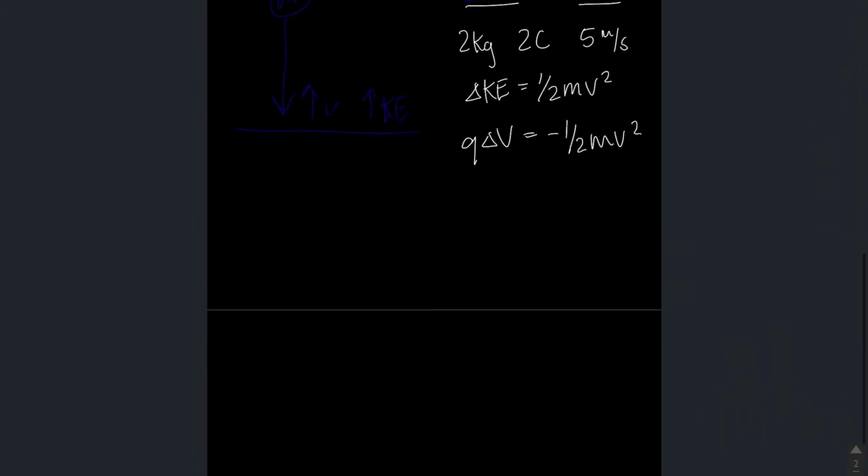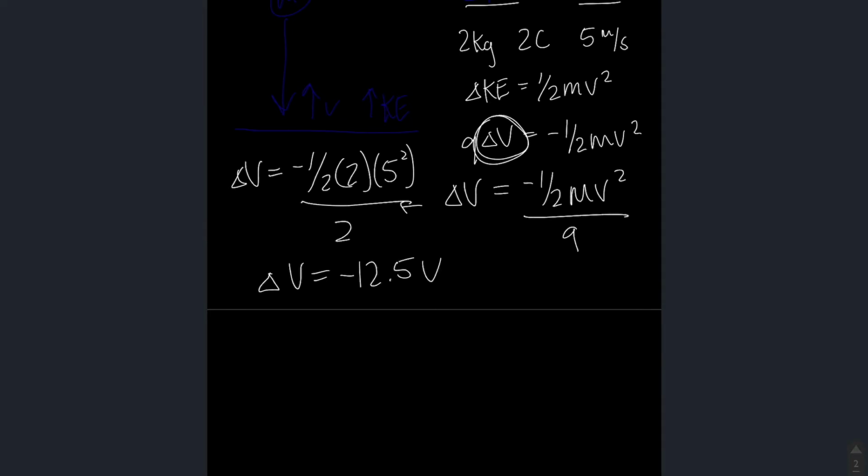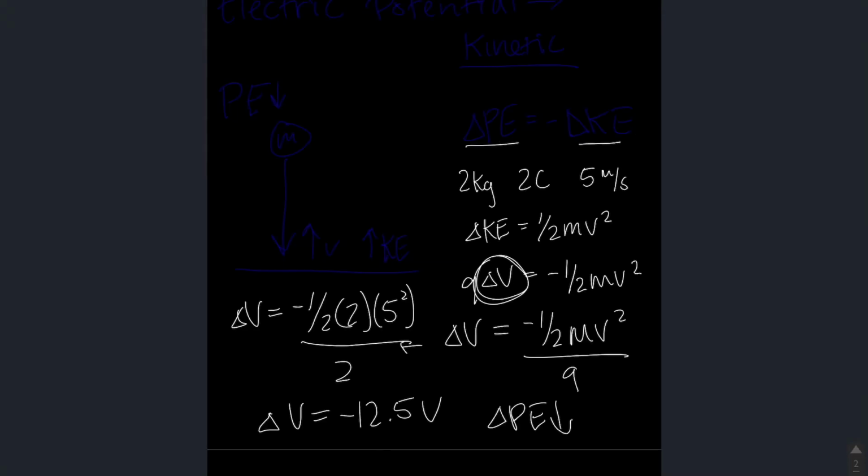So we are solving for the change in electric potential. So let's solve it for that. So it's negative 1/2 mv squared over Q. Let's rewrite this with our variables. Change in electric potential is equal to negative 1/2 times 2 kilograms times 5 meters per second squared, over 2 coulombs. So we find our change in electric potential to equal negative 12.5 volts. So our potential energy is a decrease.